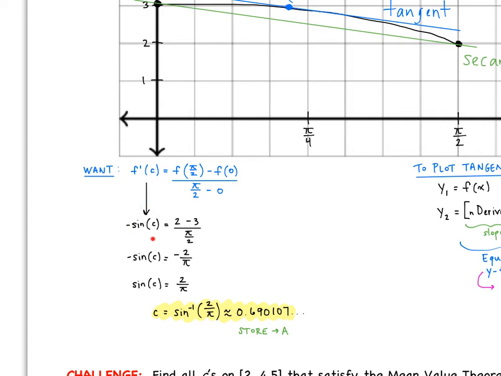We can find the derivative of our f of x, which is just negative sine of x, but we're going to plug in for c. And then our average rate of change, we can go ahead and plug in those values. Cleaning things up and using inverse trig, we can get our c value to be this right here, 0.690107. You want to store this on your calculator as a. So make sure you go through and actually plug this in and store that value as a, or whatever you want, really.